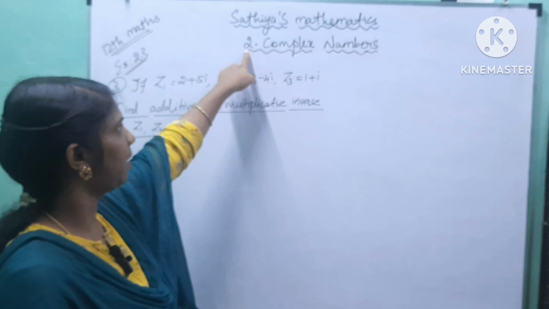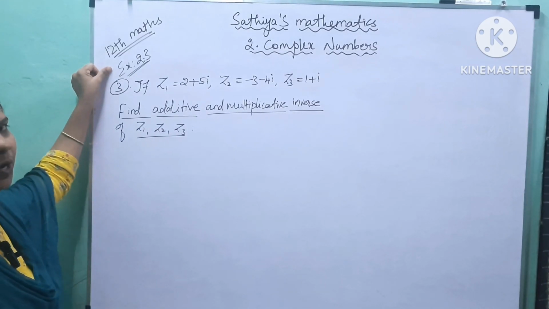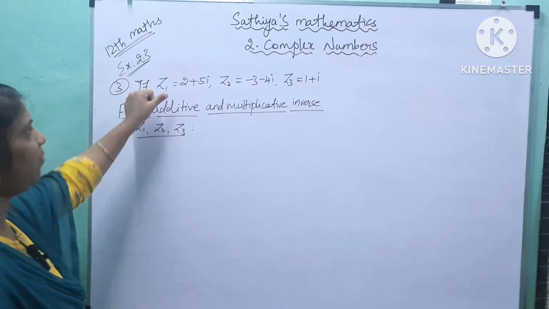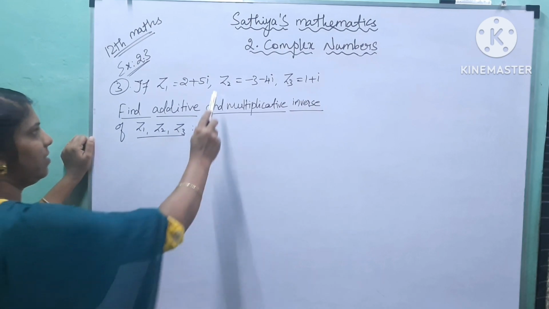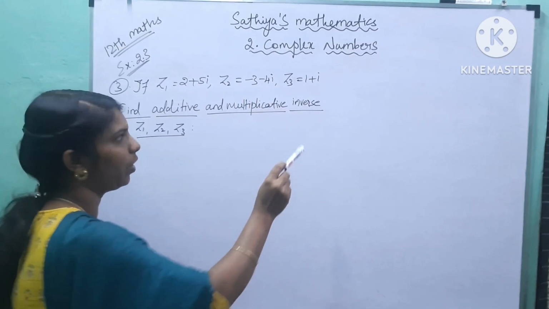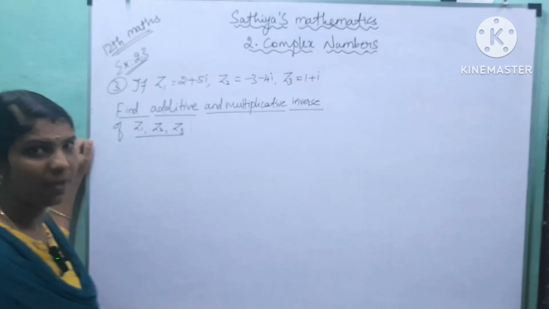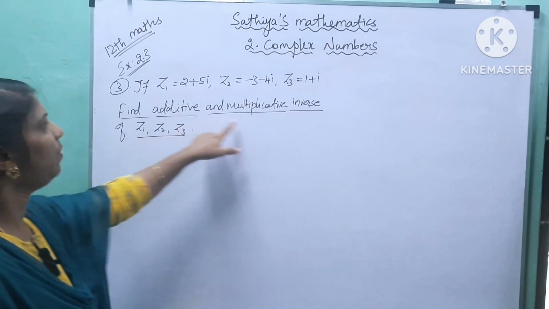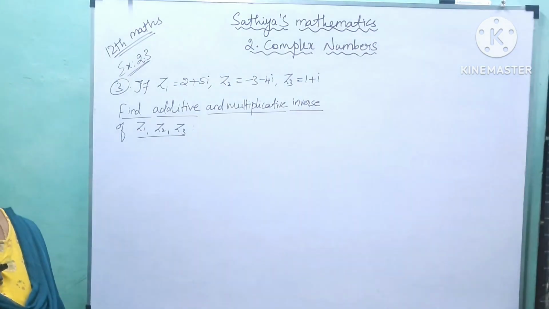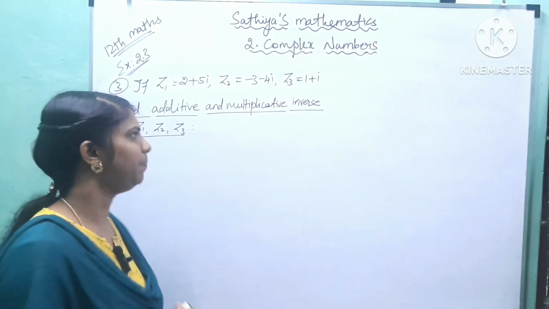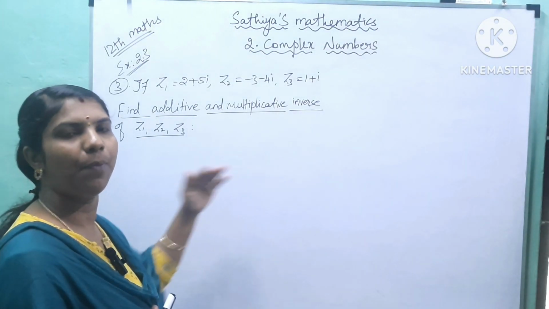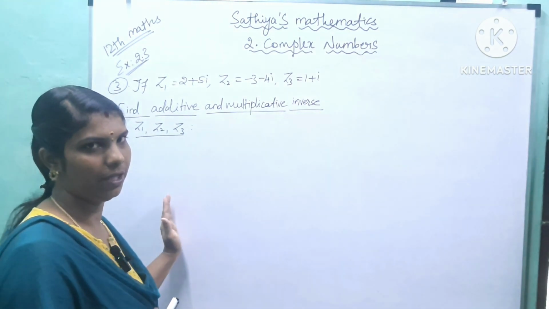In this video, we will do chapter 2 complex numbers, exercise 2.3, sum number 3. If z1 is equal to 2 plus 5i, z2 is equal to minus 3 minus 4i, and z3 is equal to 1 plus i, find the additive and multiplicative inverse of z1, z2, z3. This is the question. Additive inverse is positive becomes negative or negative becomes positive. That is nothing but additive inverse.